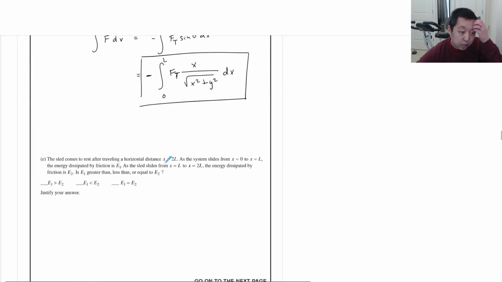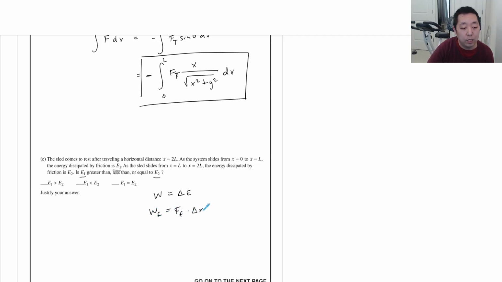Okay. The sled comes to rest after traveling a distance x equals 2L. As the sled slides from 0 to L, the energy dissipated by friction is E1. As the sled slides from L to 2L, the energy dissipated by friction is E2. Is E1 greater than, less than, or equal to E2? So what do we care about? Work is the change in energy, so we care about the work done by friction. The work done by friction is equal to the force of friction times the displacement. In both cases, the displacement is the same.